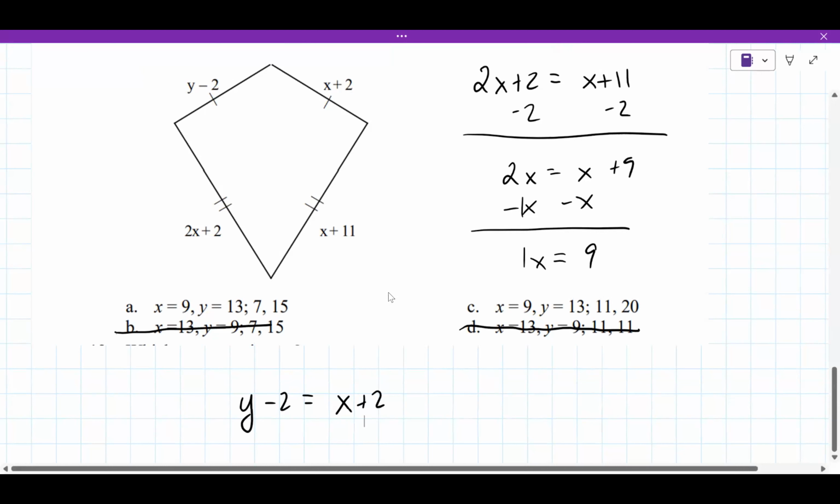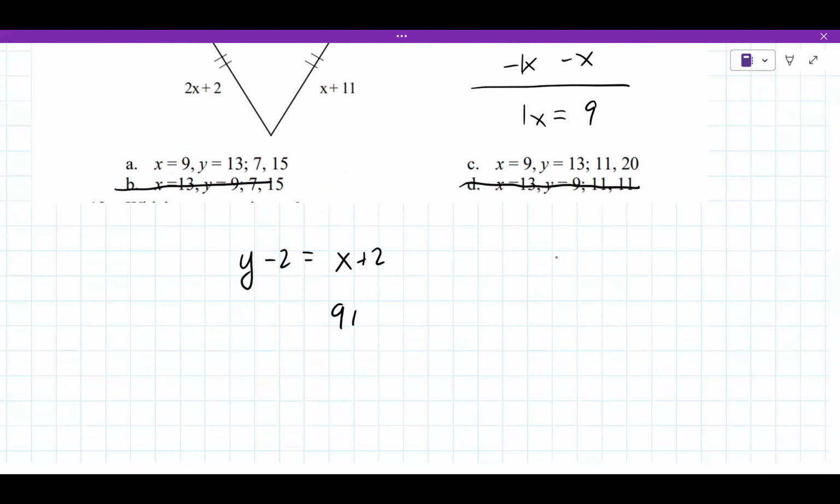So then I would have to add 2 first, which gives me y equals 9 plus 2 plus 2, right? Like this.